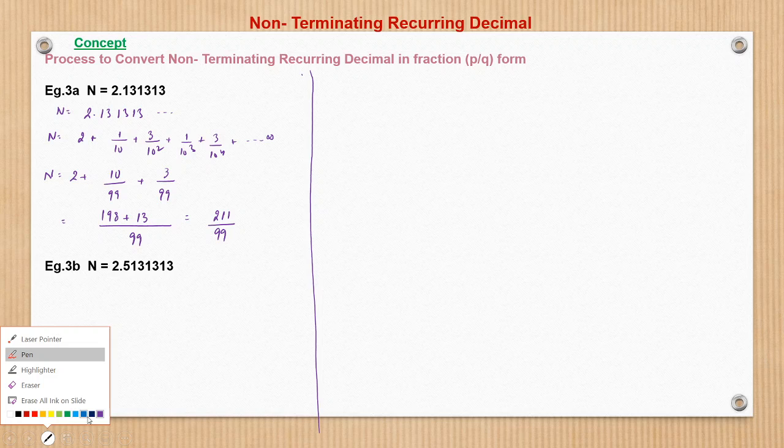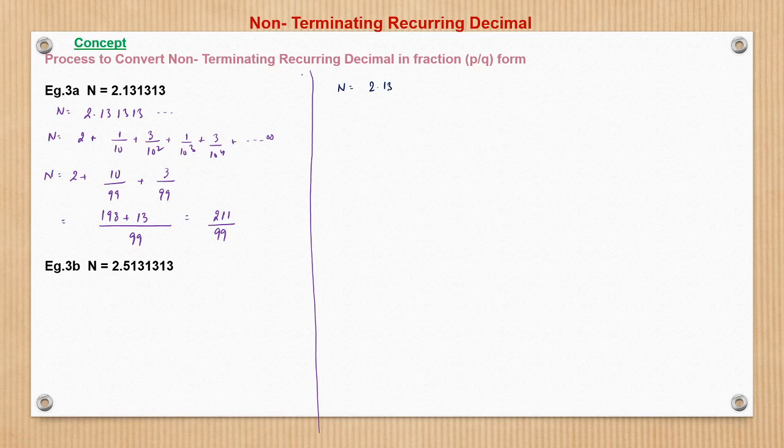Similarly, we will solve this using the equation method, wherein n is 2.131313 and so on. Since the number of repeating digits is 2, we will multiply by 100. It becomes 213.131313 and so on. Subtracting, 99n is nothing but 211: 213.1313 minus 2.1313 will be 211. So from here n is 211 upon 99.